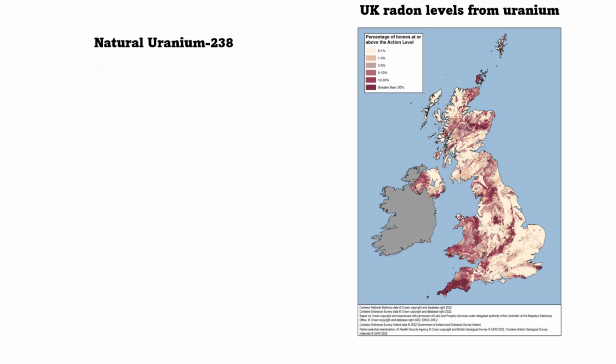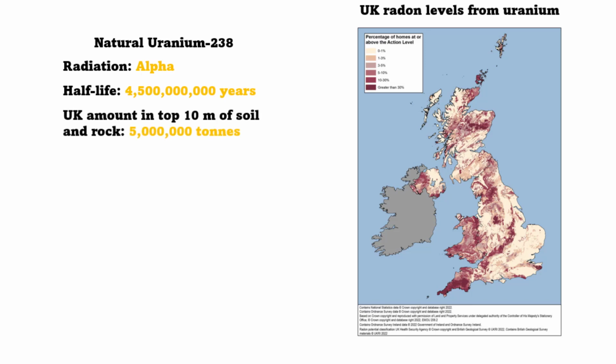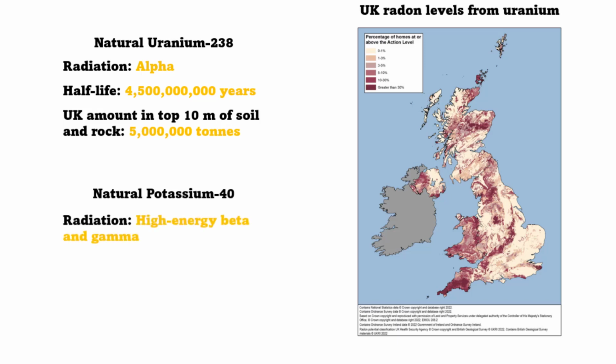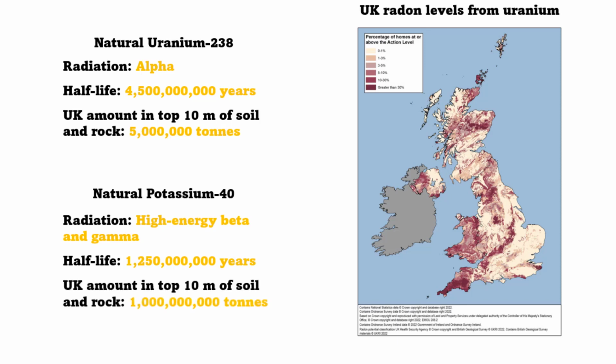Uranium-238 is an alpha emitter with a half-life of 4.5 billion years. In the top 10 metres of UK soil and rock, there's about 5 million tonnes. Potassium-40 is a high-energy beta and gamma emitter. It has a half-life of 1.25 billion years. And in the top 10 metres of UK soil and rock, there's about 1 billion tonnes. All of life on Earth has evolved with the radiation from these natural radioactive isotopes.